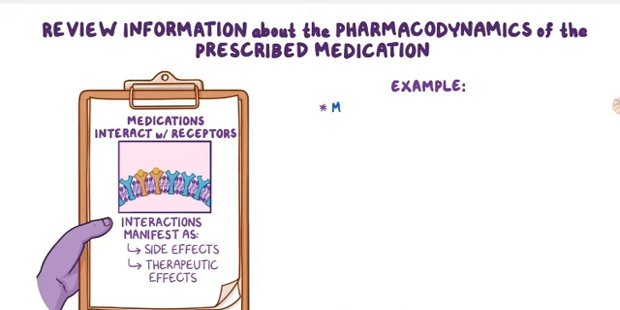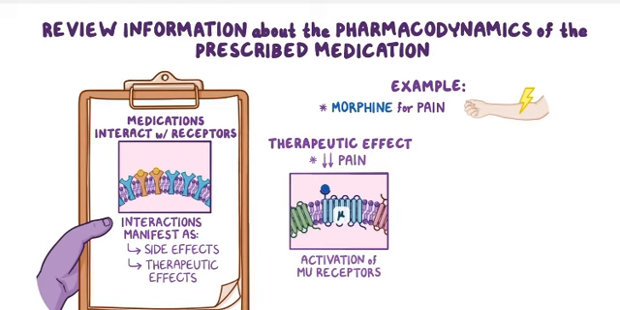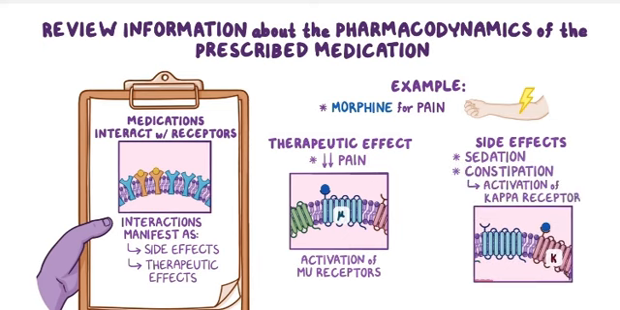Likewise, when administering morphine for pain, you should look for the therapeutic effect of reduced pain, which is mostly due to morphine's activation of mu receptors, but remember to also monitor for side effects like sedation, and take measures to decrease the risk of constipation due to morphine's activation of kappa receptors.